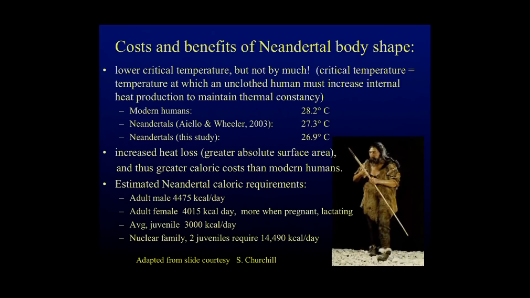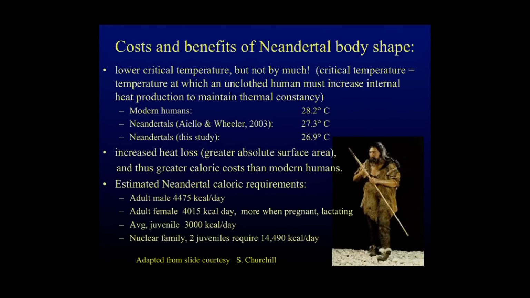So this is work by Steve Churchill and others, and also building on some of the material in Aiello and Wheeler, 2003, that Neanderthals had to, if they didn't have clothing, and there's no evidence that they did. So modern humans, in any case, even if they didn't have any clothes, were not so much less cold adapted than Neanderthals were, is the message. And Neanderthals also had greater surface area because of their more massive bodies. So they needed more calories than modern humans.